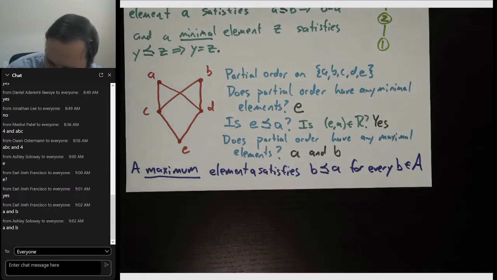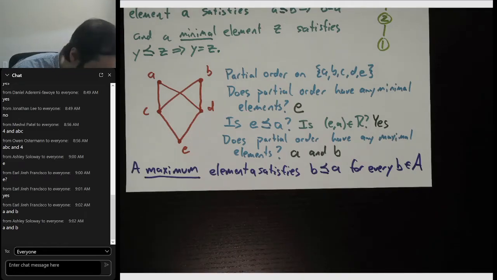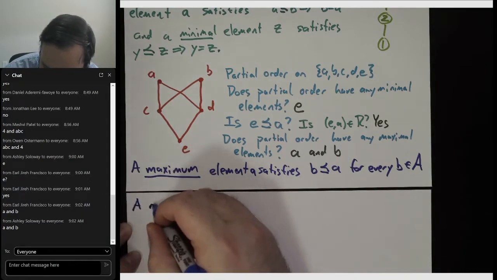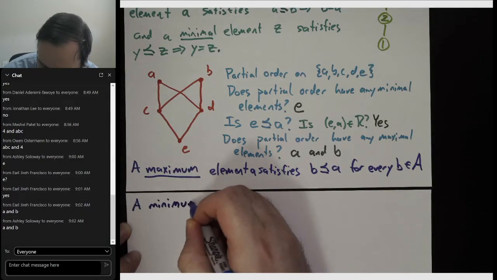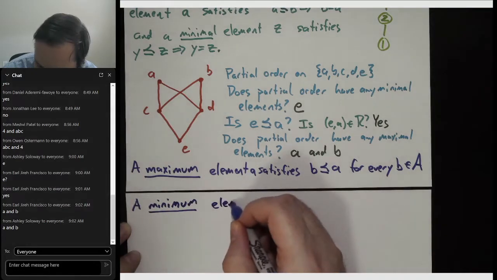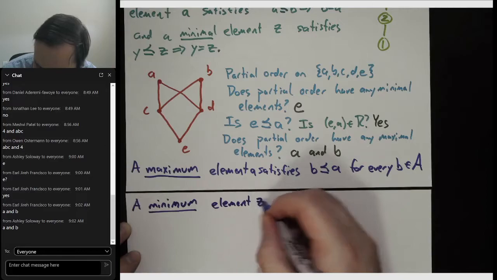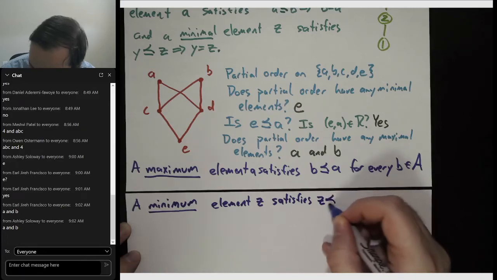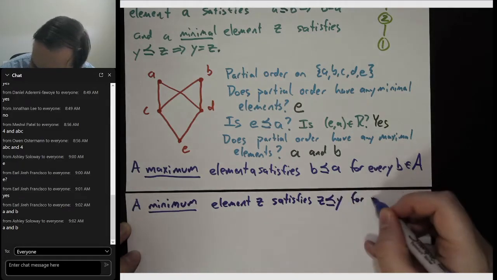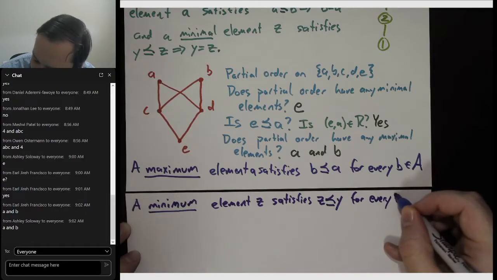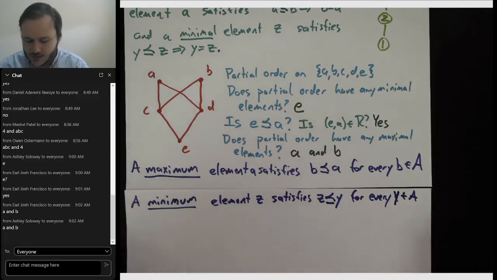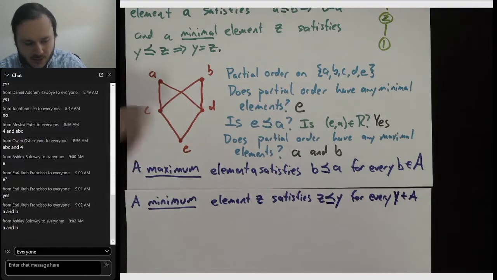And a minimum element is the same, but for being small. A minimum element, Z, satisfies Z is curly less than or equal to Y for every Y in A. So next question, does this partial order have a minimum element?